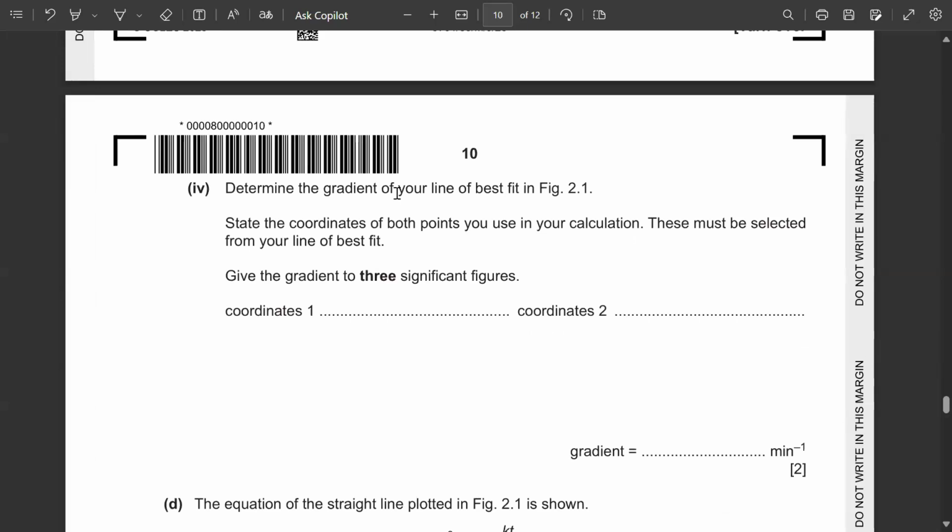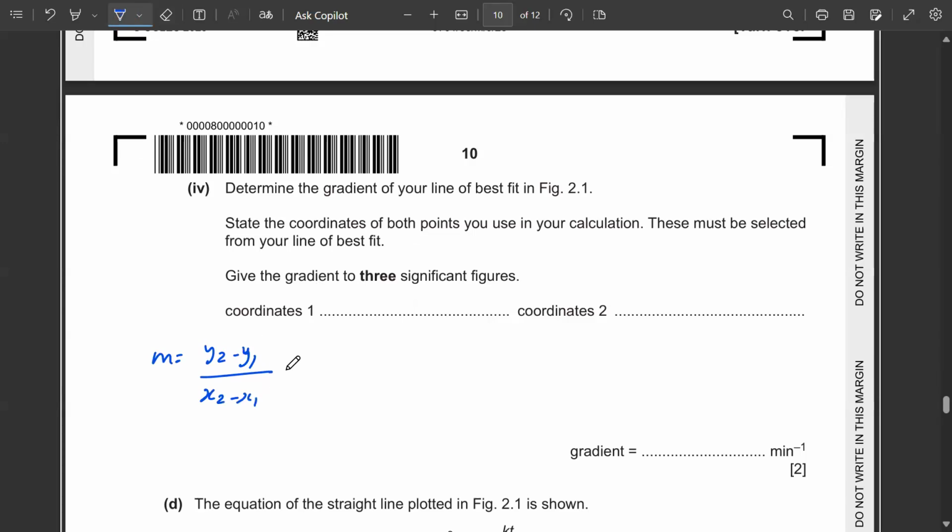Then part 4: determine the gradient of your line of best fit in figure 2.1. State the coordinates of both points you use in your calculation. These must be selected from your line of best fit. Give the gradient to three significant figures. Okay, so you have to find the gradient. The gradient, as you know, is m equal to y2 minus y1 divided by x2 minus x1, right? So use any of your values and find the answer, whatever you find from there.